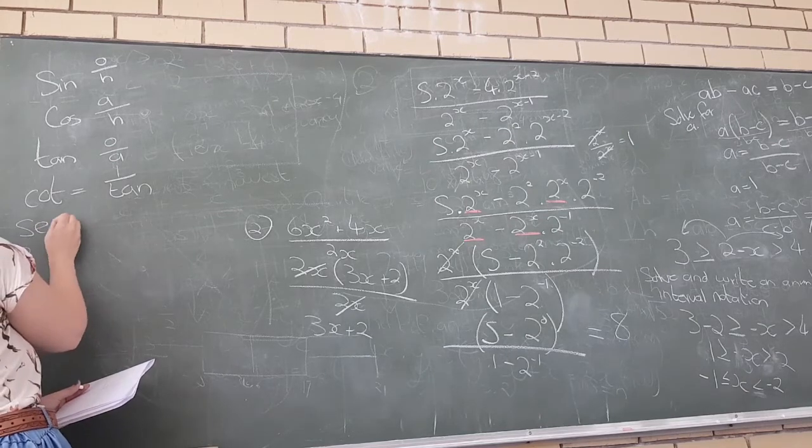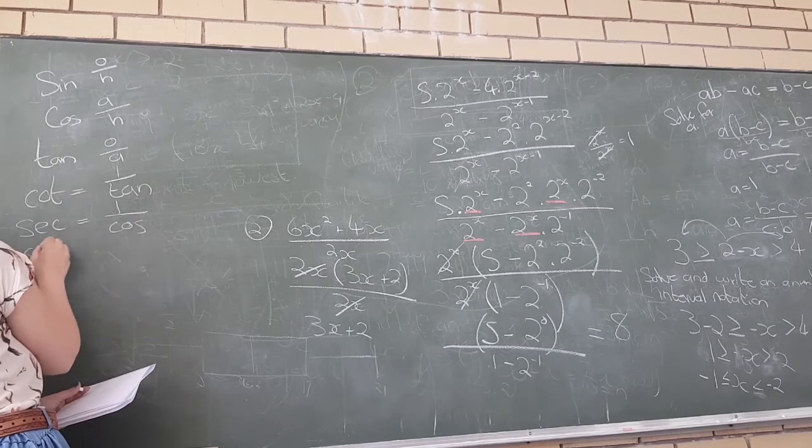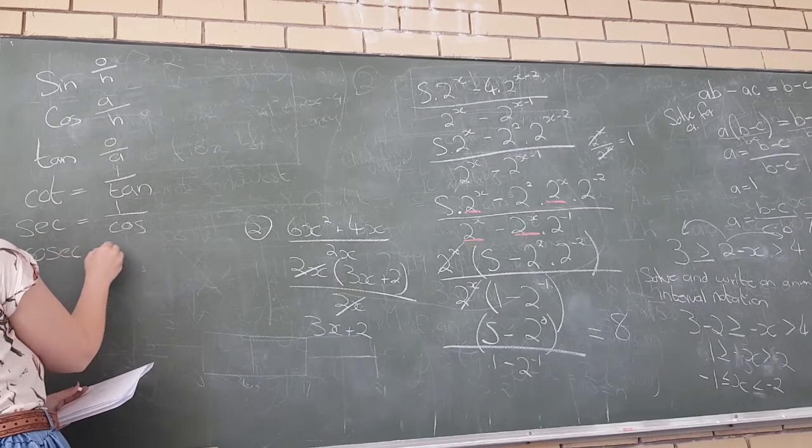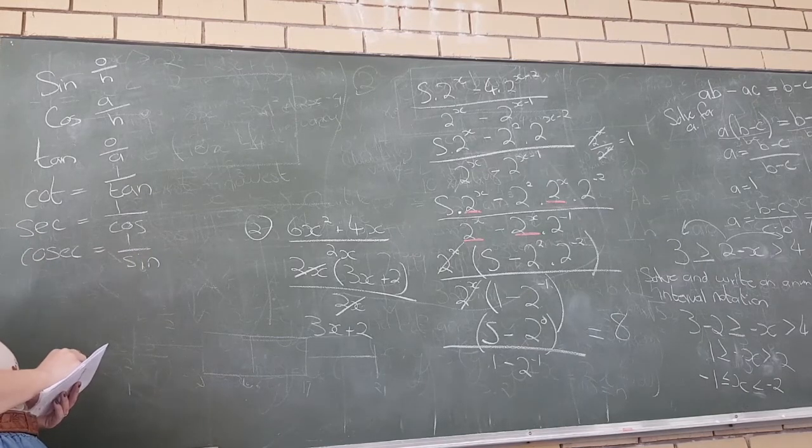So sec will be 1 over cos. It has a C. Cosec is 1 over sine. That one has an S. Alright, so these are the ratios you have to remember.